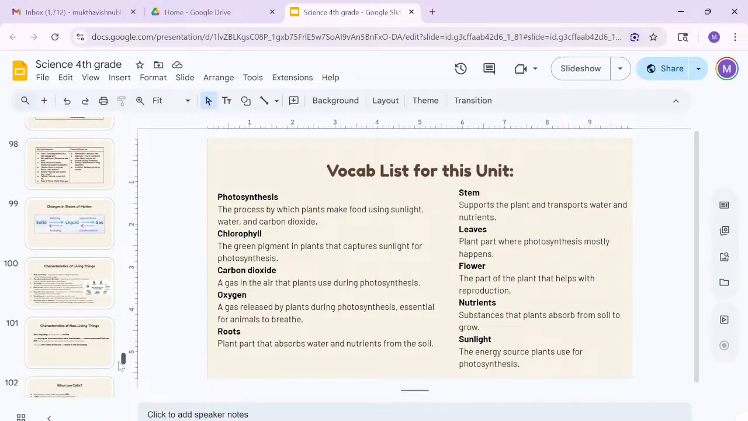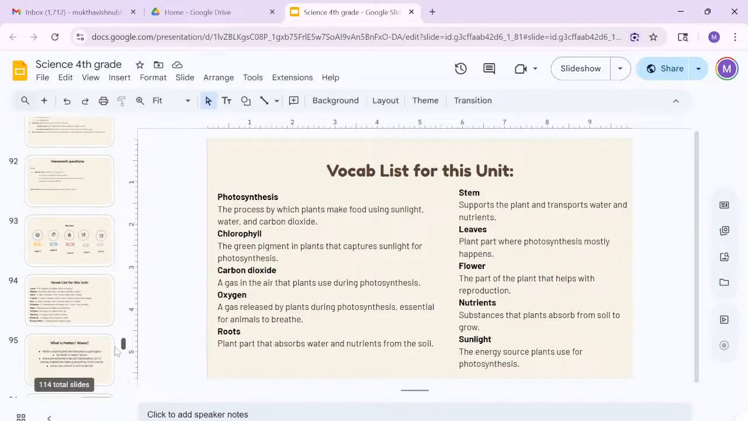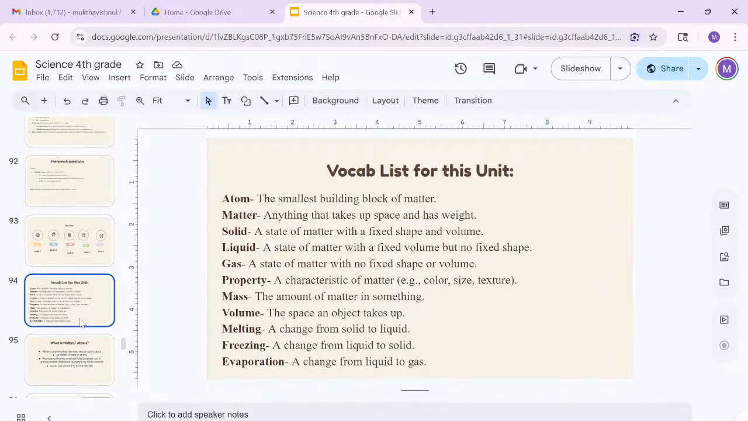Sorry, I lost my place. Okay, here we go. Matter is anything that takes up space and has weight. Like we are matter, our blankets are matter, phones, books, everything and anything that takes up space and has weight is matter. Solid is a state of matter with a fixed shape and volume. So if you have an ice cube, then it has a fixed shape, which is a cube, and it has a fixed amount of volume, which is basically the length times width times height of the cube.